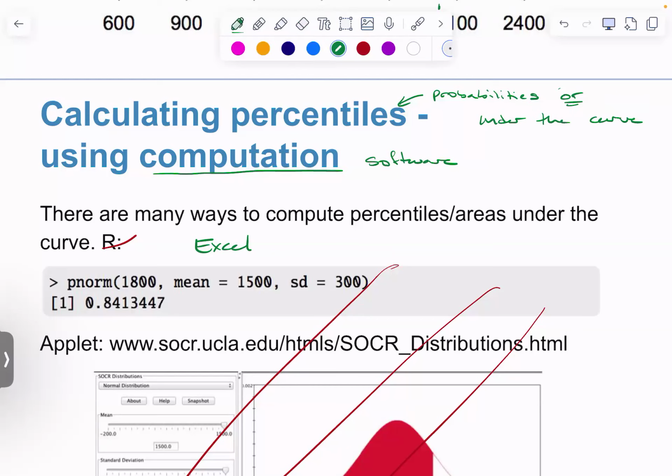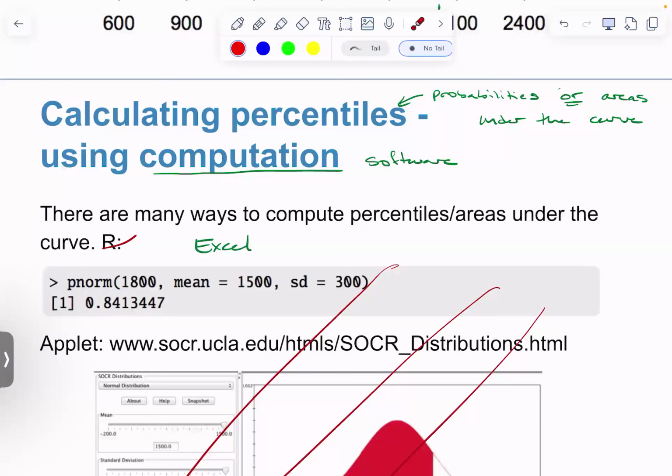Maybe I'll clean that up. They're the same. Probabilities are areas under the curve. So using software, it's really just got a fancy mechanism to generate these values, or rather a better mechanism.